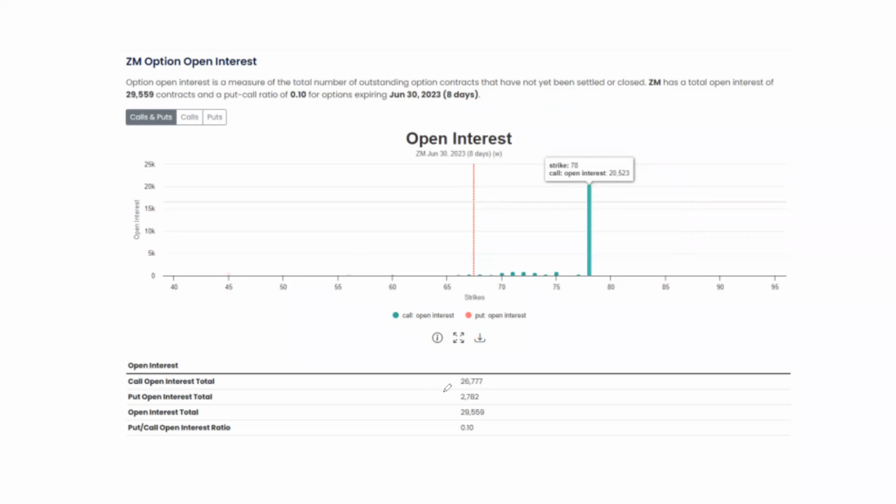All right, now look at this in total. The total open interest is 29,559. That's across all strikes for June 30th, 2023, and that's for calls and puts. And we're seeing that 20,000 of it is specifically on one strike, and it's on the call strike. So that is really interesting and really caught my attention when I started looking at Zoom today. I was really looking at this open interest, and it really caught my eye.